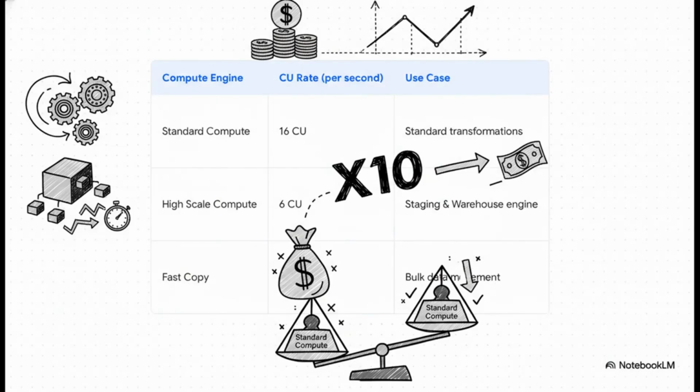The other part of your cost efficiency story is understanding how the billing actually works. In Fabric, different operations consume what are called capacity units, or CUs, at very different rates. And as you can see, something like fast copy is literally 10 times cheaper per second than the standard compute engine. So choosing the right tool for the job has a direct and huge impact on the final bill.